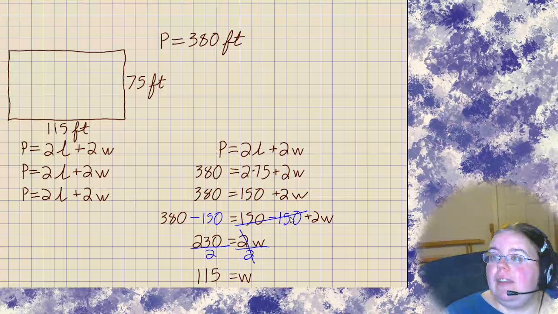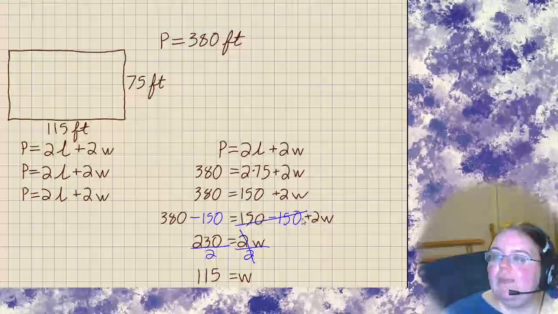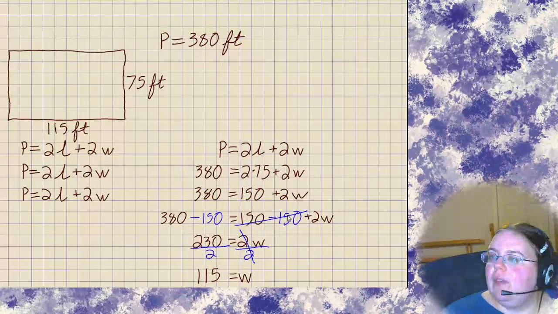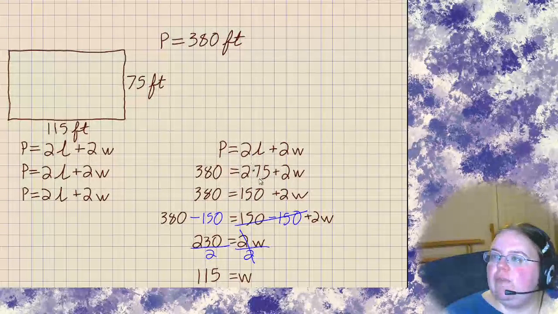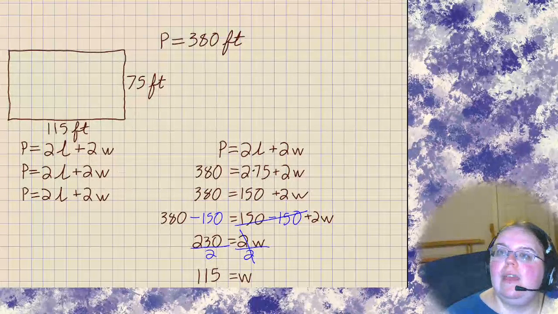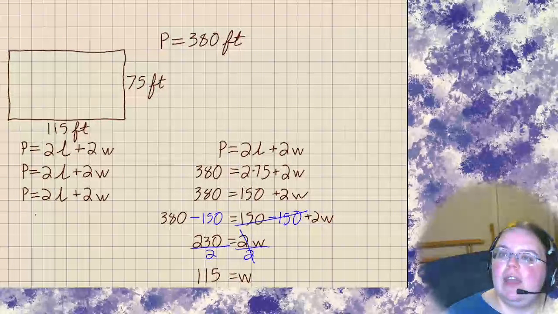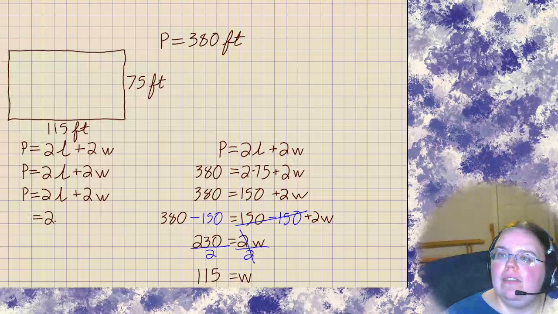Now in this next one I did change something. I subtracted 150 on both sides. Where did that 150 come from? Well, that was double the length. So now I'm going to just subtract double the length on both sides.